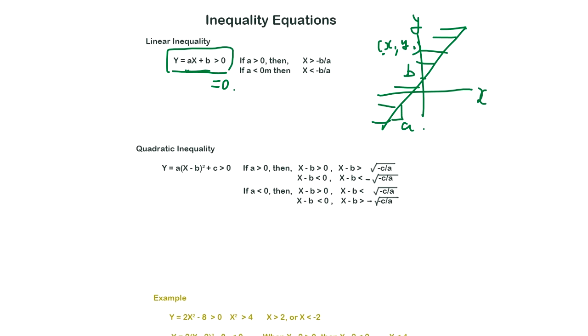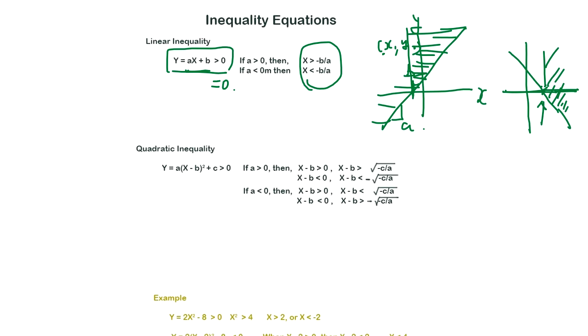So if a is positive, then x has to be this area. Okay, if a is negative, then it has to be this area. So this point is given by these. Sorry, this is the other way around.